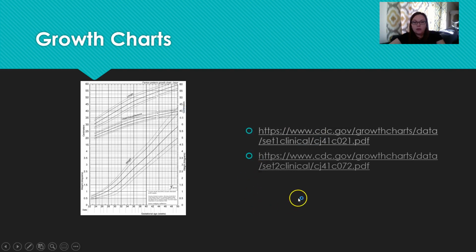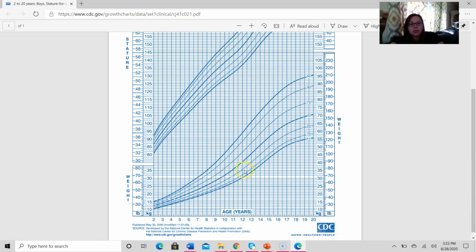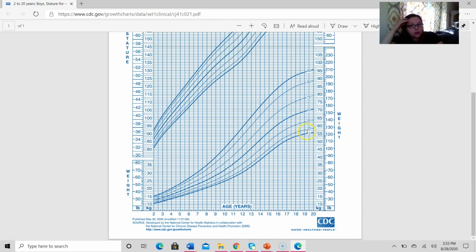Okay, so this is the CDC growth chart from ages 2 to 20, and that's very important because plotting a kiddo who's under 2 on a chart for kids 2 to 20 will make things look very different. So you have to be paying attention to that. This is for boys, and the way that this works is you find their age, you find their weight, you plunk it in there. Same thing for the height. And then we see over here, these are the percentiles.